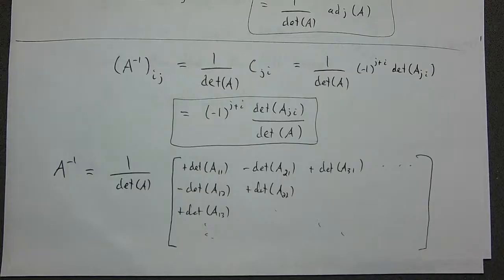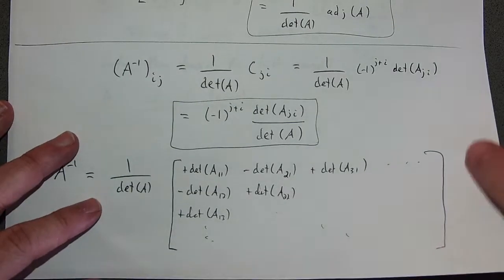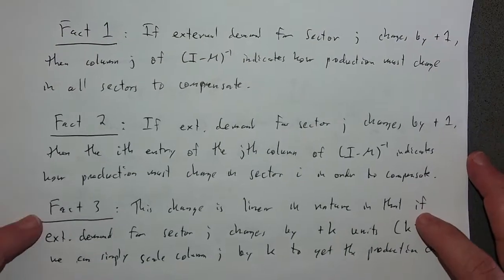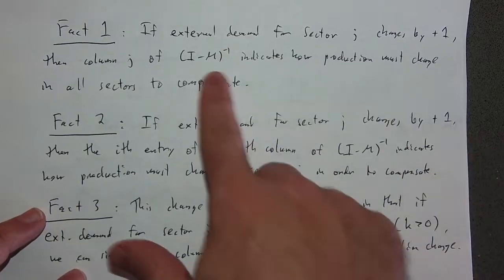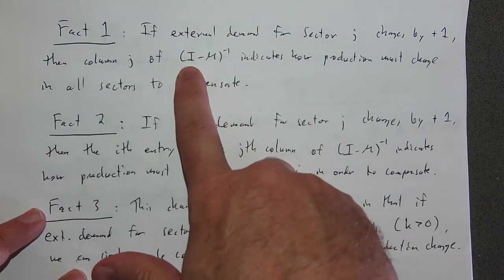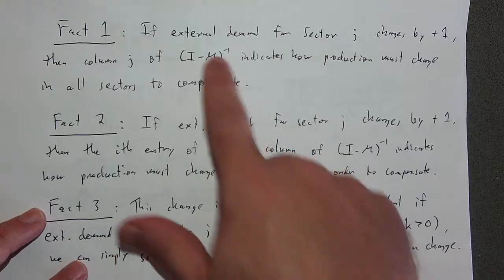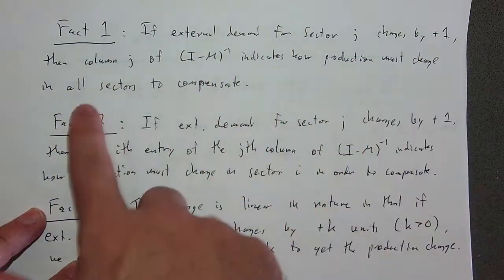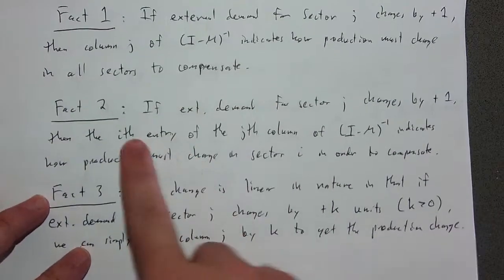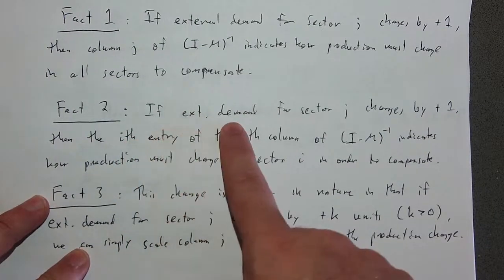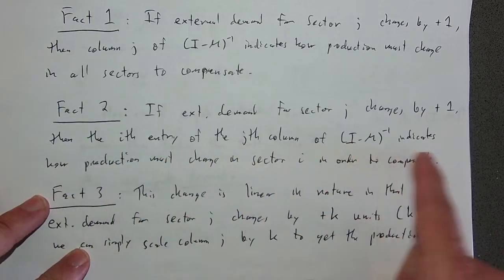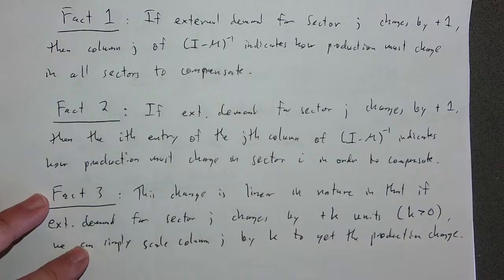And just to remember why we might be interested in doing this entry by entry, recall the facts from yesterday, which stated that in this matrix that I'm computing the entries of, I minus M inverse, if external demand for sector J changes by +1, then the columns of J indicate how production must change in all sectors to compensate. Specifically, if I'm looking at the ijth entry, if the external demand for sector J changes by +1, then the ith entry of the jth column of I minus M inverse indicates how production must change in sector I in order to compensate.